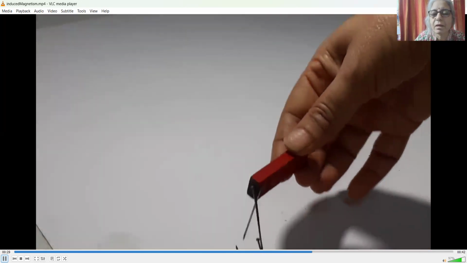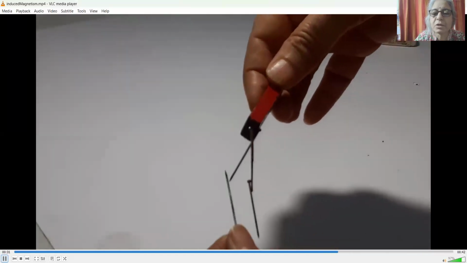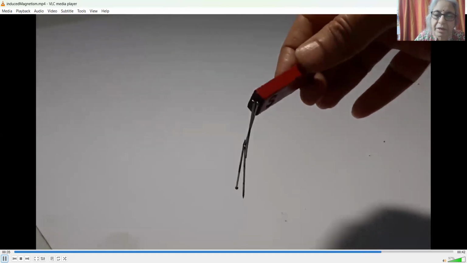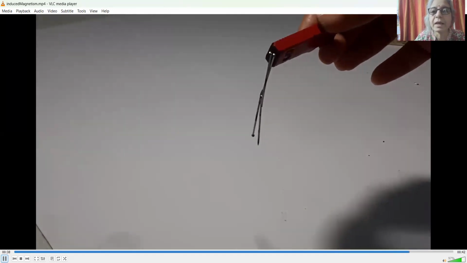Okay, so this is induced magnetism. So the pins are picking up other pins. They're behaving like magnets because of induction.